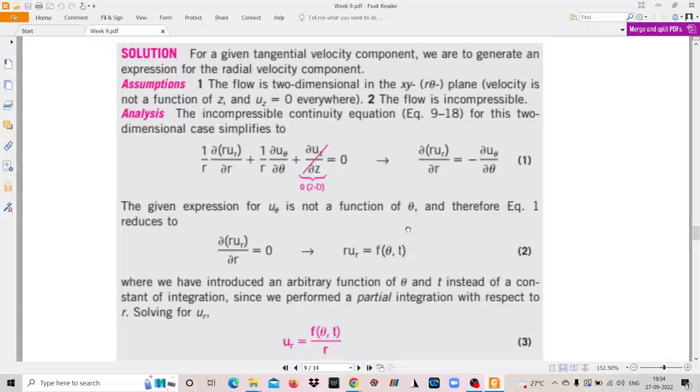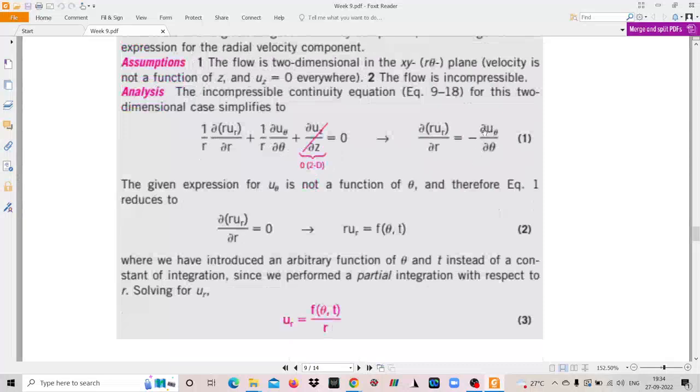So if u theta is not a function of theta, then the partial derivative on the right hand side of equation 1 will also vanish. So simply you are left with del r of r u r equal to 0, and if you integrate this with respect to r, you will get r u r is some function of theta and time, if you consider an unsteady flow process.